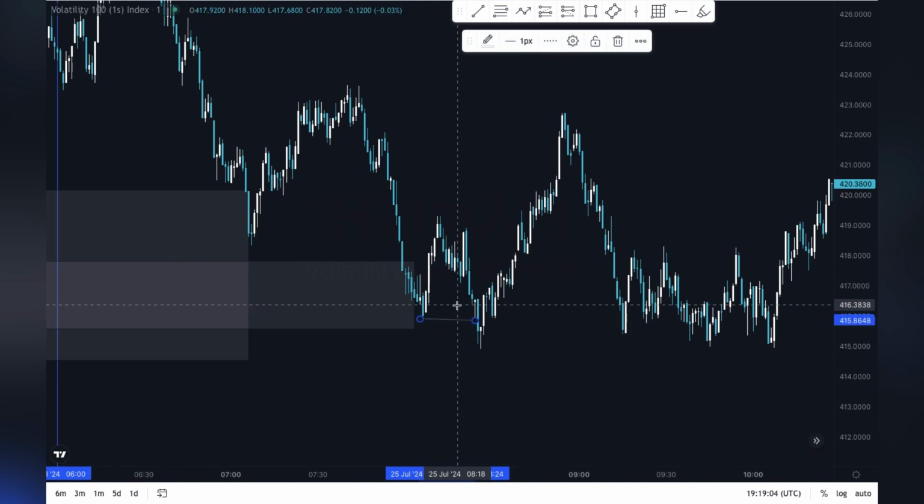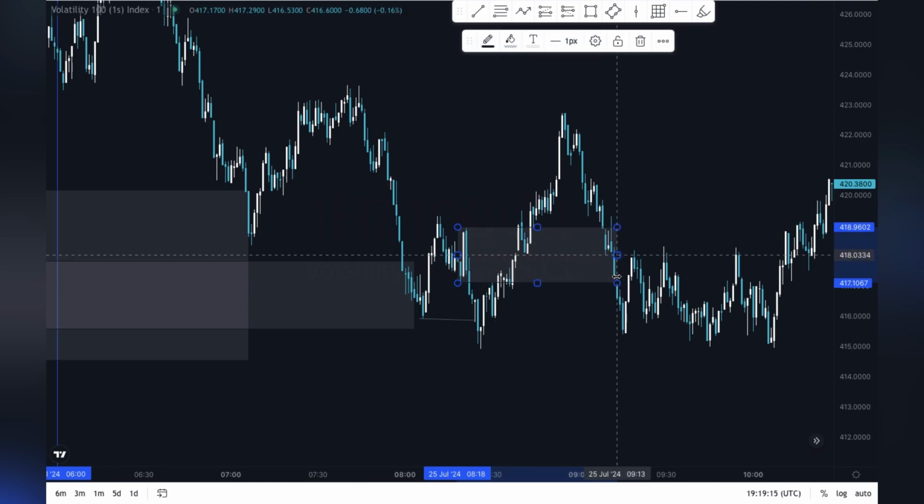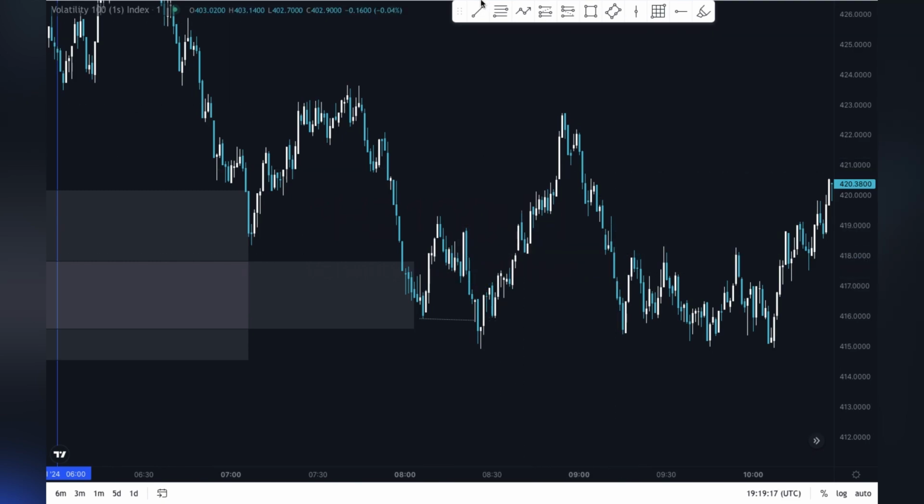But on the 1 minute, what happened after breaking this structure? Instead of price respecting this particular supply here, to keep selling or to keep giving us a downtrend, price invalidated the supply and went up. So price broke through it to create what?